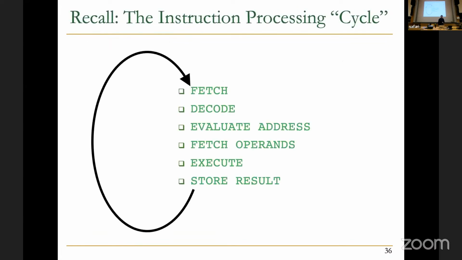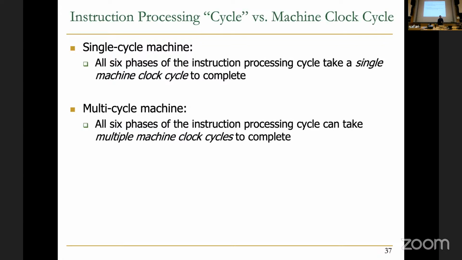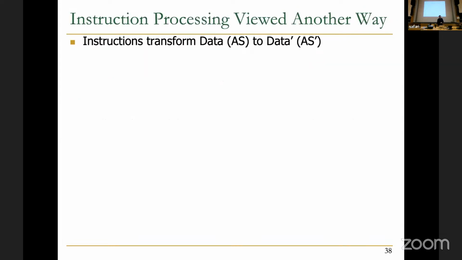So unfortunately, this is also called a cycle, but it has nothing to do with clock cycle as we discussed, right? This is the instruction processing cycle. So in a single cycle machine, all 6 phases of the instruction processing cycle take a single machine clock cycle to complete. That's what we're saying basically. Whereas in a multi-cycle machine, all 6 phases can take multiple machine clock cycles to complete. In fact, each phase itself can take multiple clock cycles to complete. If you remember the fetch phase in the LC3 microarchitecture we studied, it took at least 3 cycles, right? If you remember stage 1, 2, 3 over there. We'll get back to that.